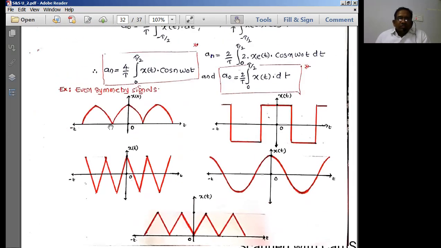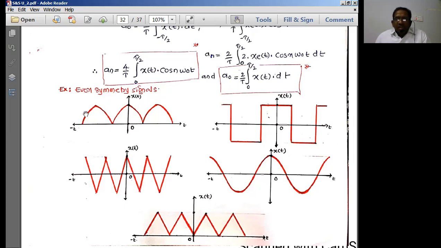So this is minus T by 2. Let us say this is 0. This point is going to be plus T by 2. See the waveform now. After 0, what is the shape? This is the shape. As you proceed on the time axis, the value is decreasing exponentially. Similarly, on the negative side of the time period, when you proceed further in the negative time period, the value is decreasing. That means in either way, the signal looks the same. Therefore, the signal is going to be an even signal.